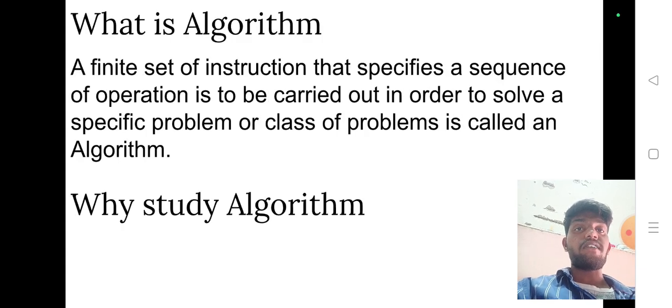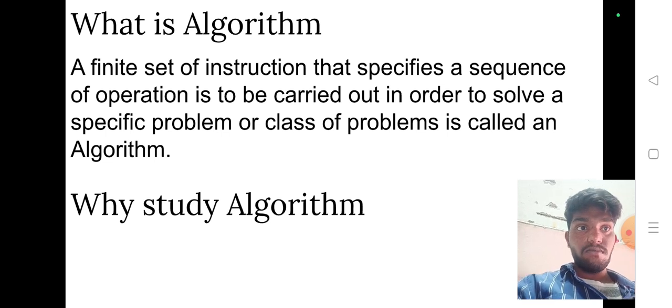What is an algorithm? A finite set of instructions that specifies a sequence of operations to be carried out in order to solve a specific problem or class of problems is called an algorithm.